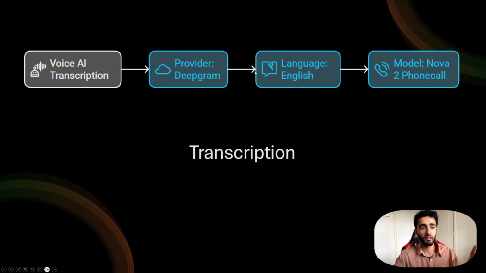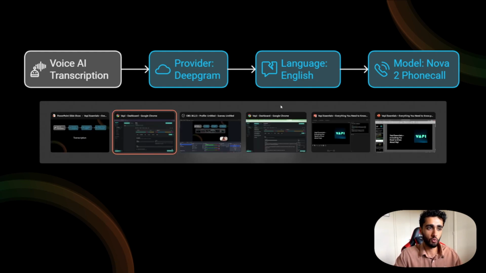These are pretty much the essentials that I go with. So you have your provider, which is DeepGram. I think they're the best transcription provider at actually turning your speech into text for the AI. Language, we're going to do English, but you'll see later on we can change this. And then the actual model is Nova 2 phone call. So what does any of this mean?